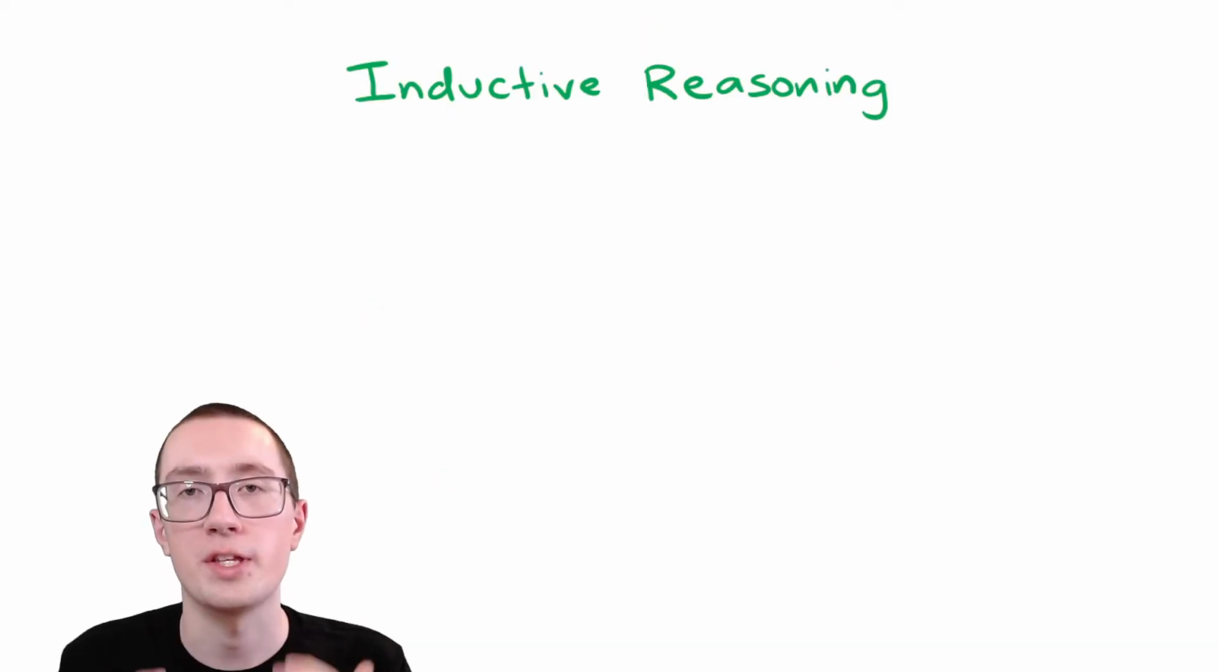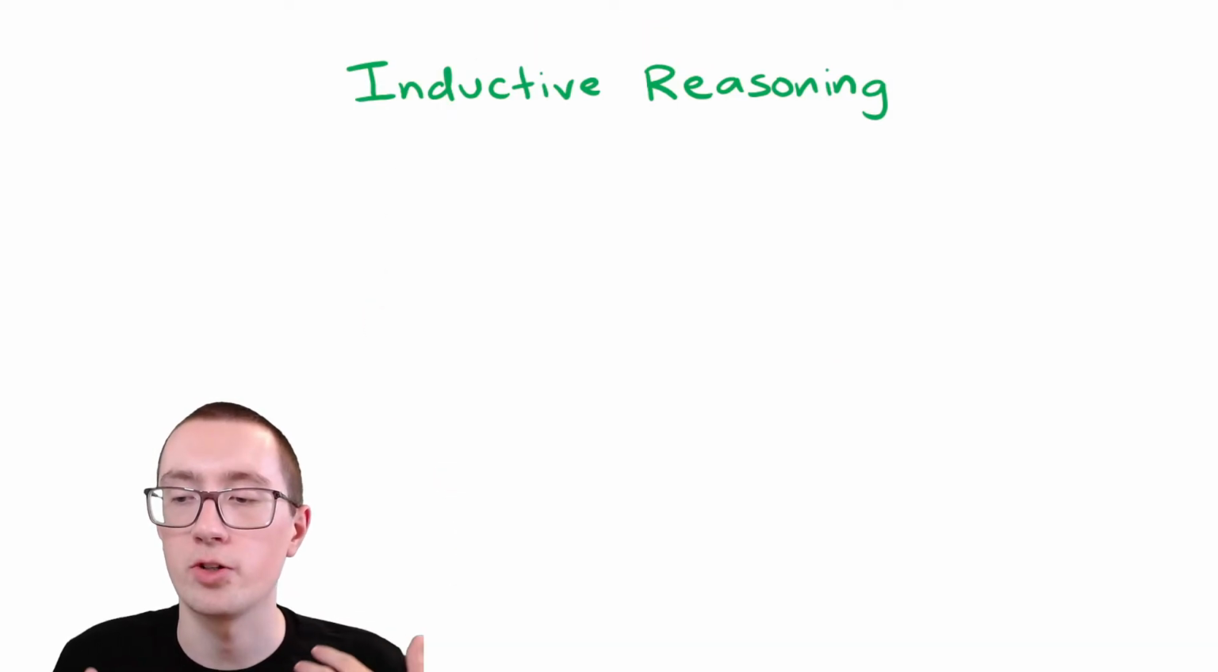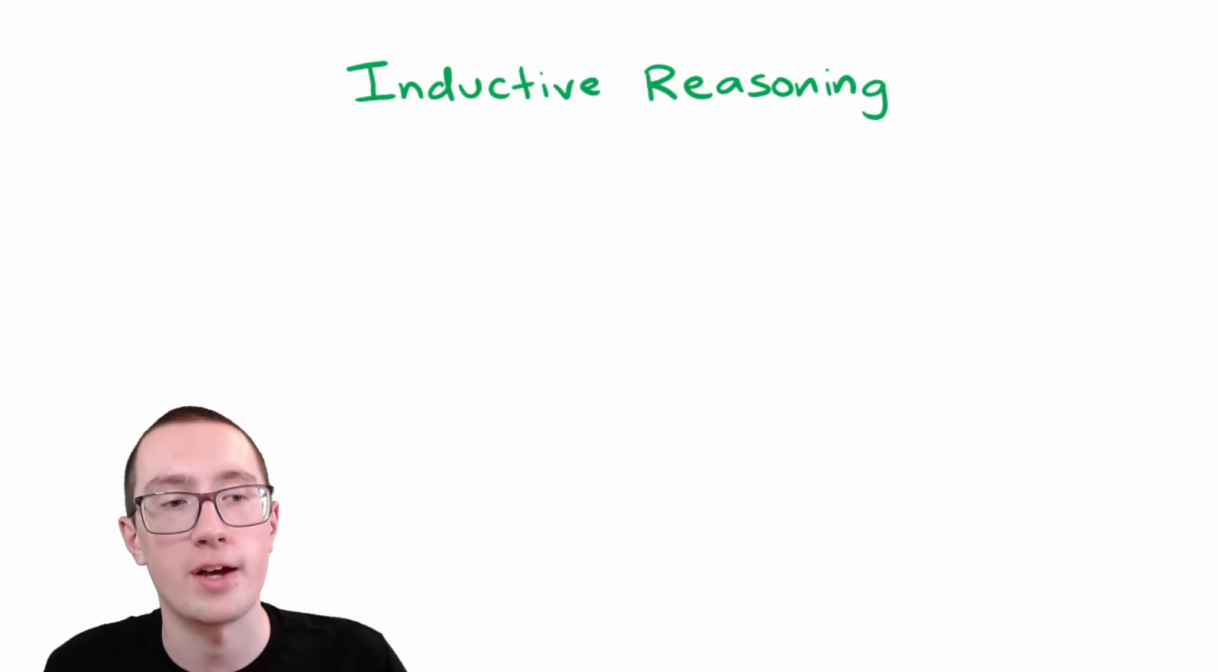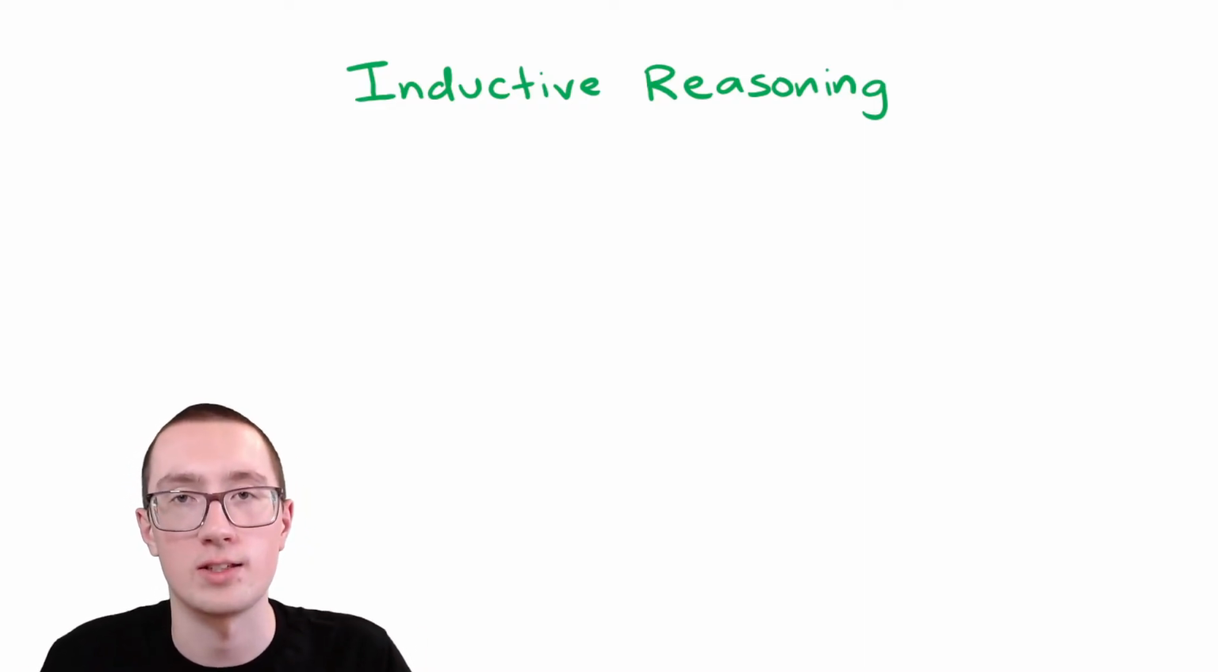Whenever you try to prove something, you're always doing it using inductive or deductive reasoning. So what's the difference? Let's start with inductive reasoning. That's basically where you notice a pattern, and based on that, you can make a statement about what you think is going to happen next.